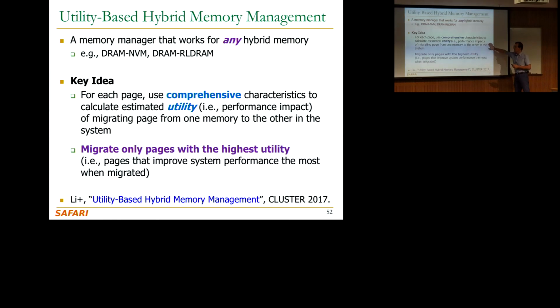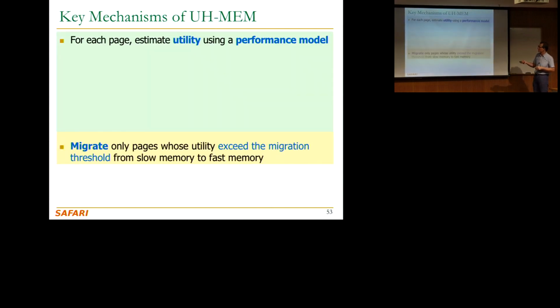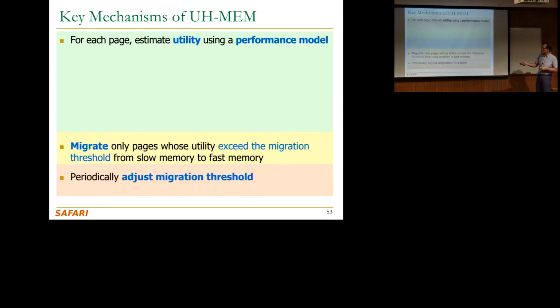Assuming you do that well, you migrate only pages with the highest utility, pages that improve system performance the most when you migrate them. And this is a complex equation. It's not as simple. So this is how we estimate the utility. This is the part that I'm going to discuss. And once you estimate the utility, you migrate only pages whose utility exceeds the migration threshold from slow memory to fast memory. So you need a threshold. And you periodically adjust the migration threshold because that changes in the workload also.